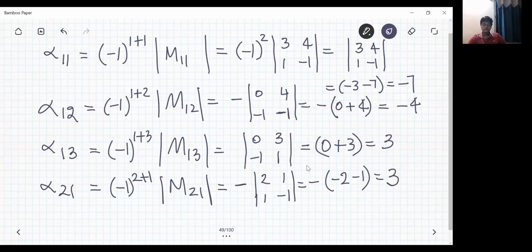Sir, any question, sir? You have to use that minus 1 power i plus j, M i j formula to find all the values of alpha i j, sir. Sir, I understood that, but I got confused about the multiplication, the "into M i j" in the formula.